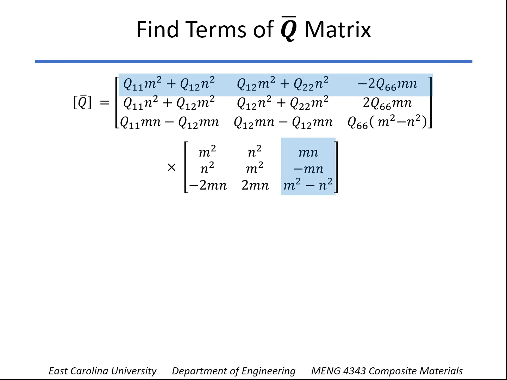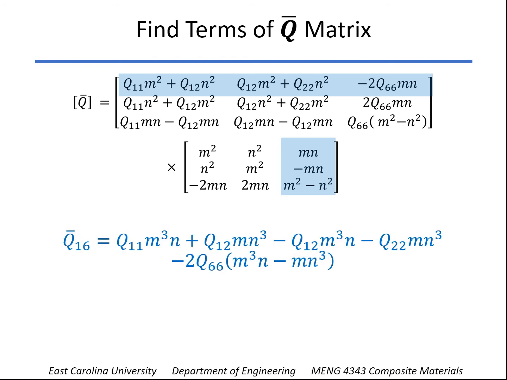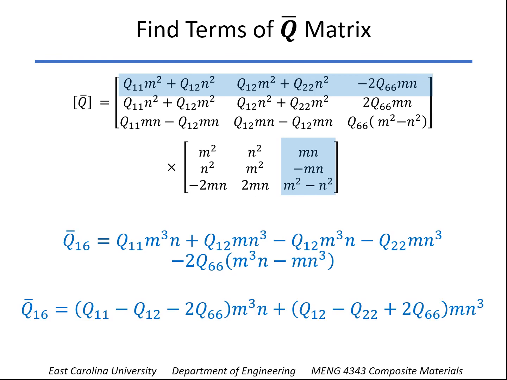And now Q bar 1, 6, so the first row times the last column, which remember we would designate as 6, and we end up with this expression right here. One thing to notice about this one is that there are odd powers of both the cosine and the sine, and we'll talk about why that's significant in just a little bit, whereas the 1, 1 and the 1, 2 terms both only had even powers.